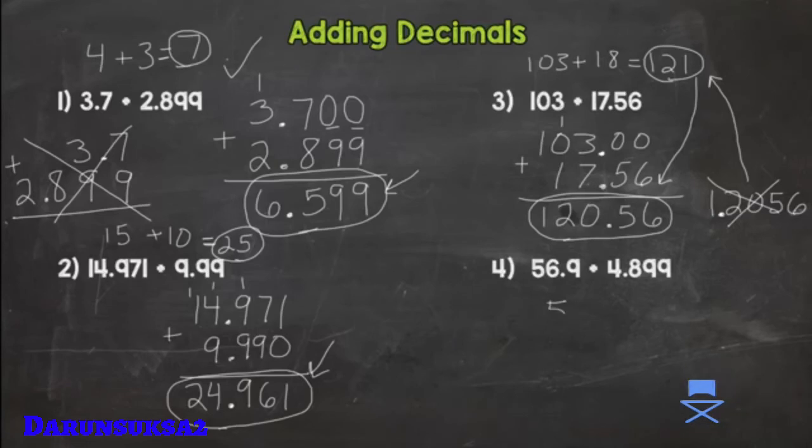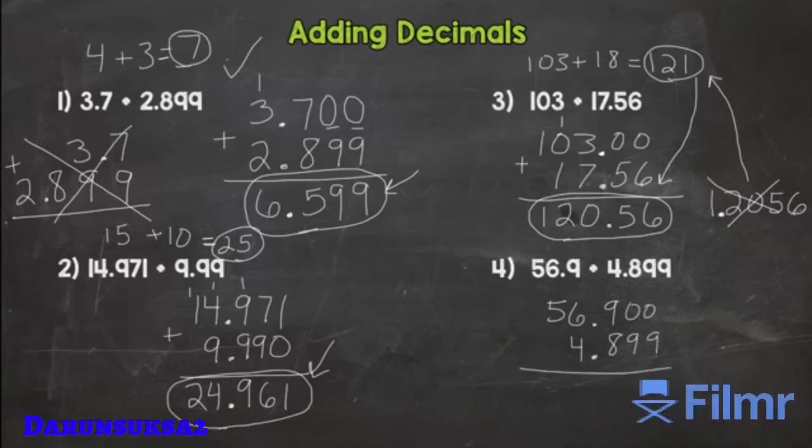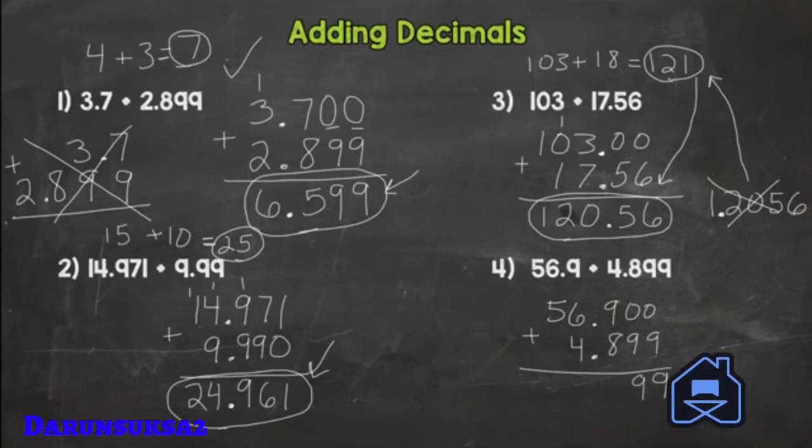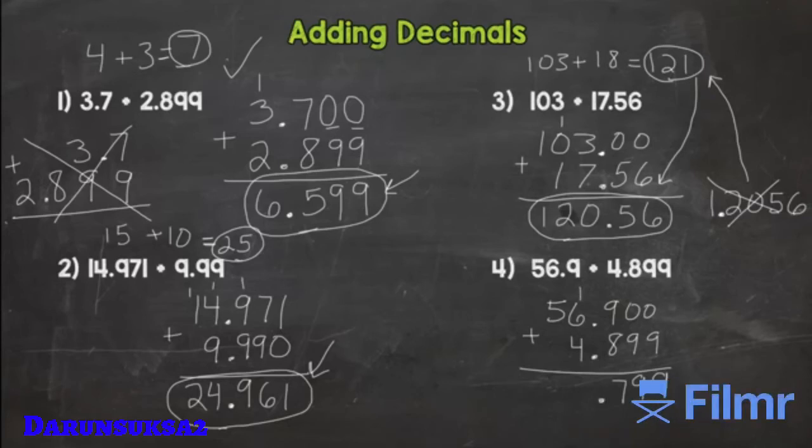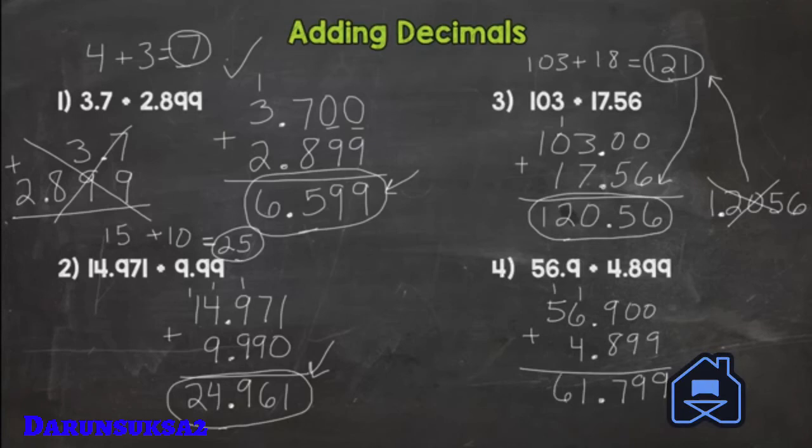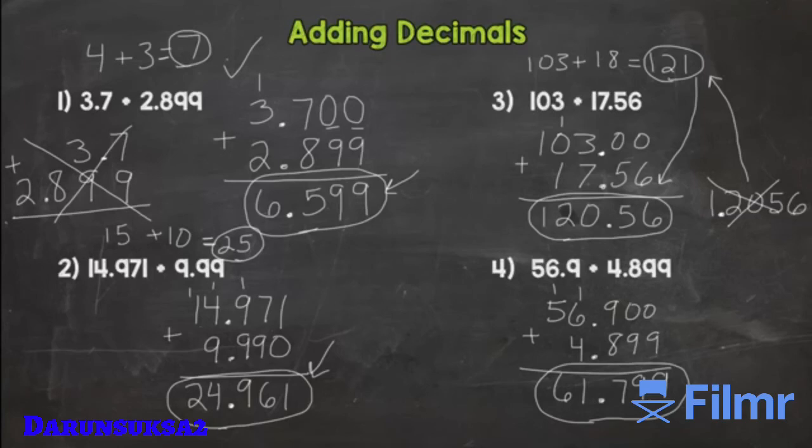Number 4, line them up. Placeholder zeros. We have our addition sign. We're ready to rock. 17, dot, dot, dot. Bring that decimal straight down. 7 plus 4 is 11. 6, 61, and 799 thousandths. Let's do an estimation.